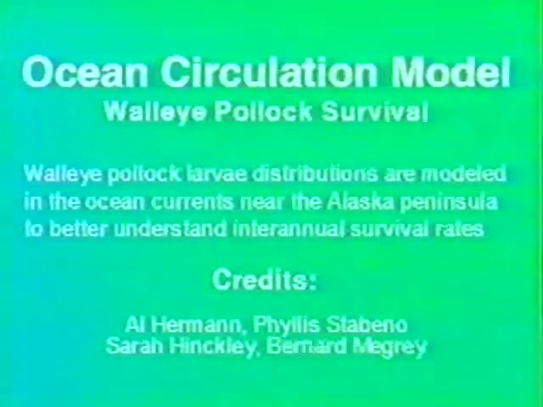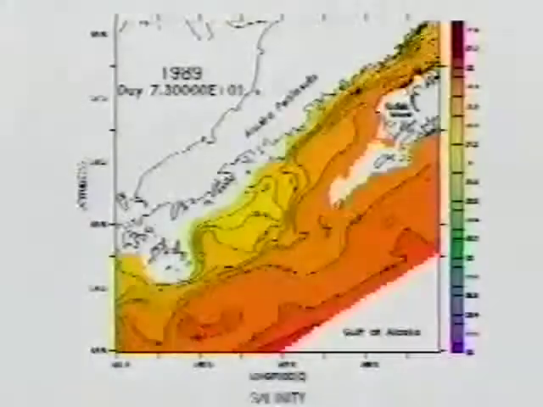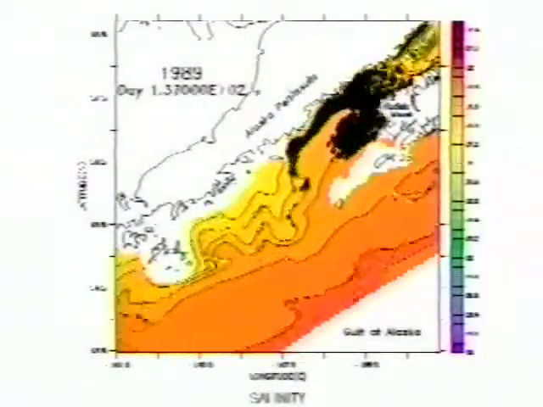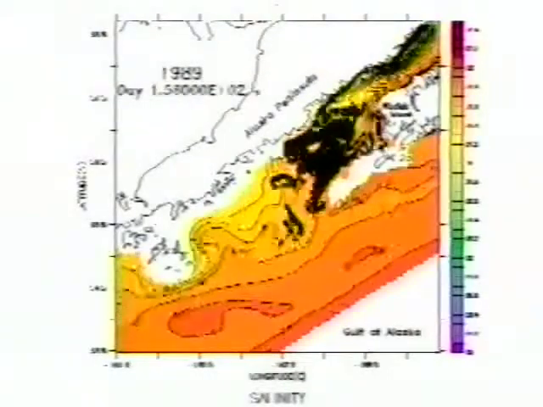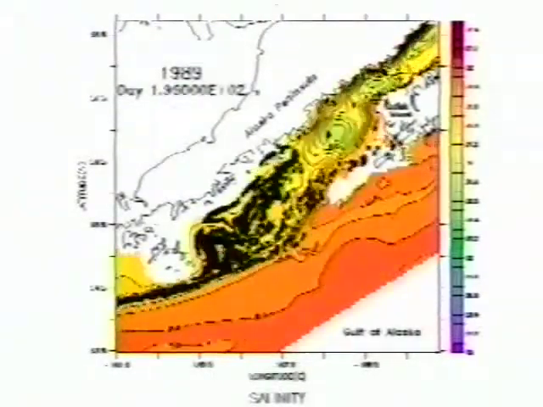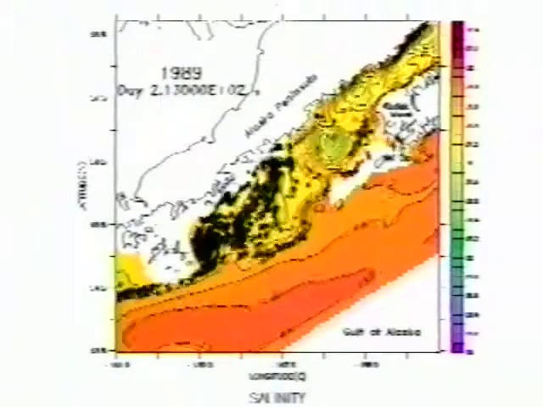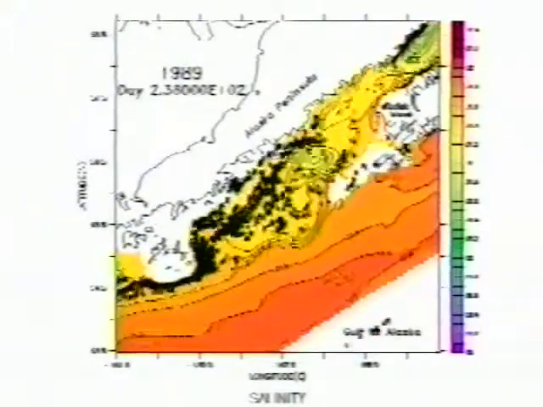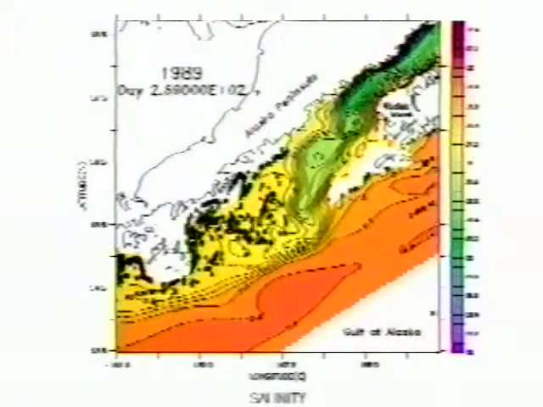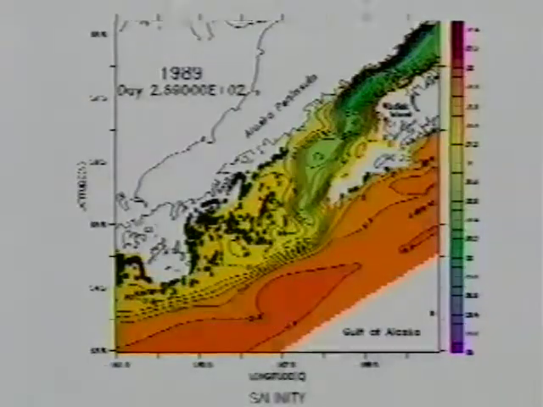In this animation, pollock larvae populations are modeled in the northern Gulf of Alaska using a regional ocean circulation model coupled with a biological model of egg and larval growth. Color contours indicate ocean salinity and black crosses show the positions of pollock larvae. This research may help scientists better understand the reasons for yearly variations in pollock populations.